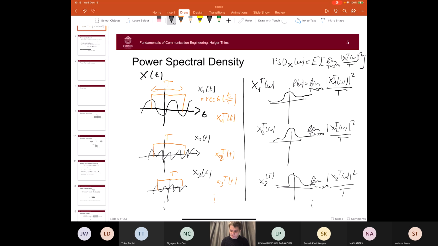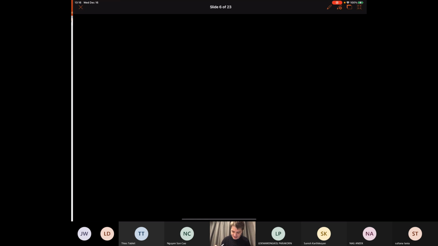So this is the definition of the power spectral density, or this is the idea behind the power spectral density, and I will give you the formal definition on the next slide.